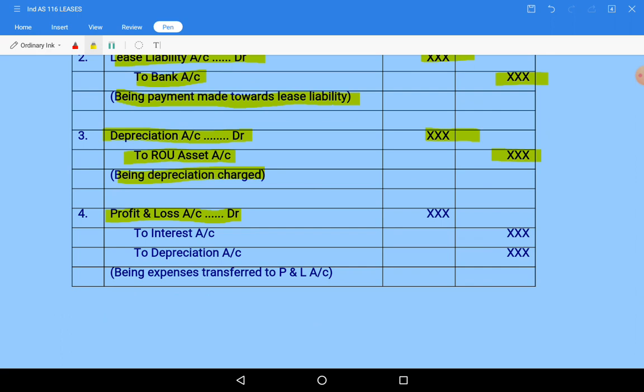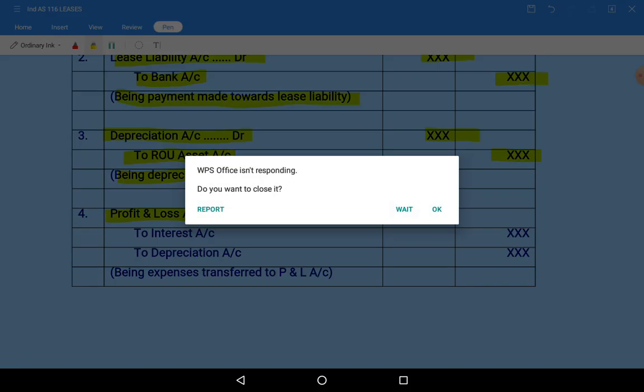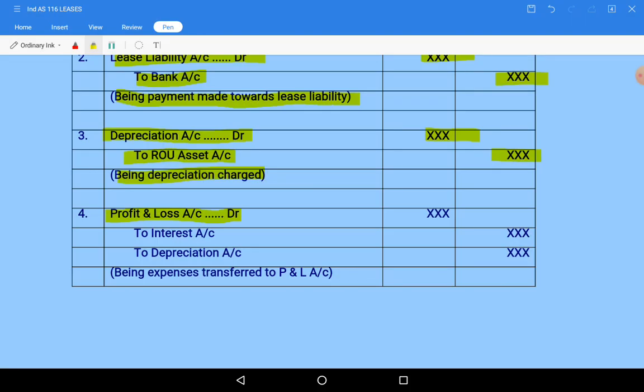I repeat, at the end of the year, interest and depreciation or expenditure are there, that will be transferred to P&L account in the books of lessee. So profit and loss account debit to interest account, to depreciation account, being expenses transferred to P&L account.